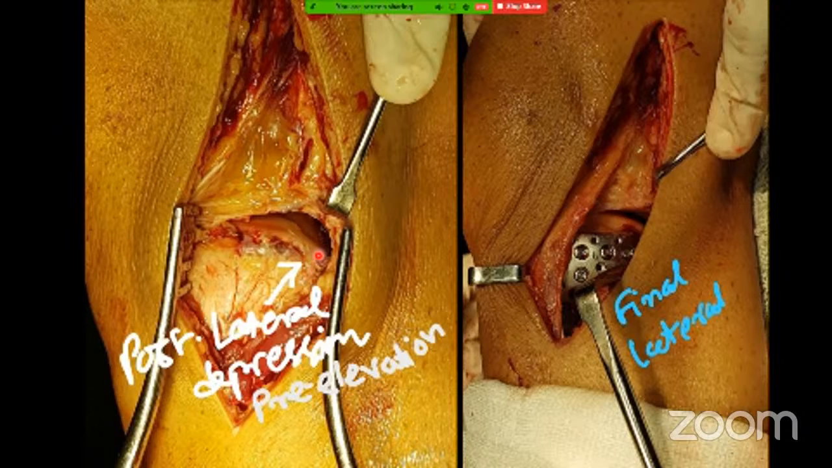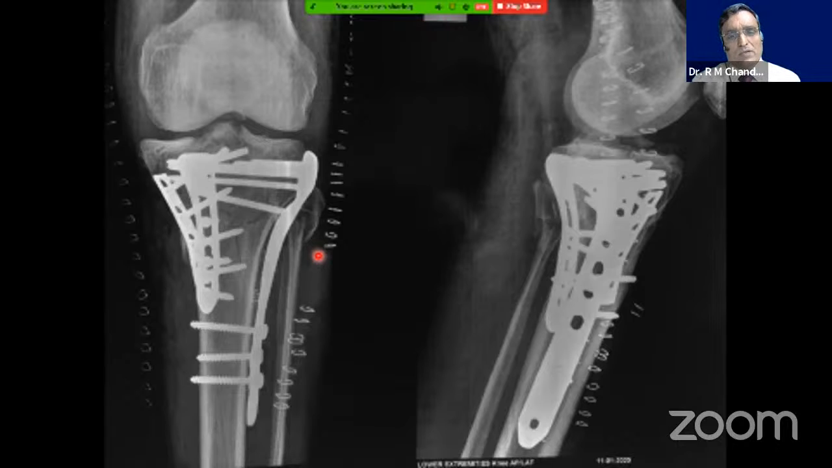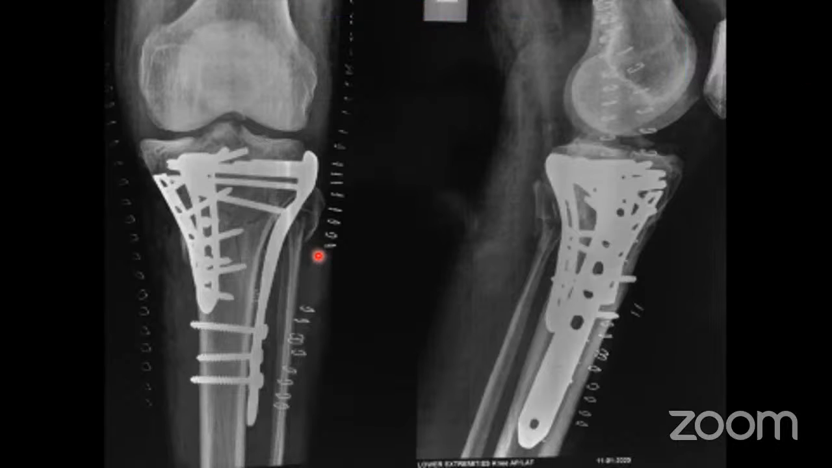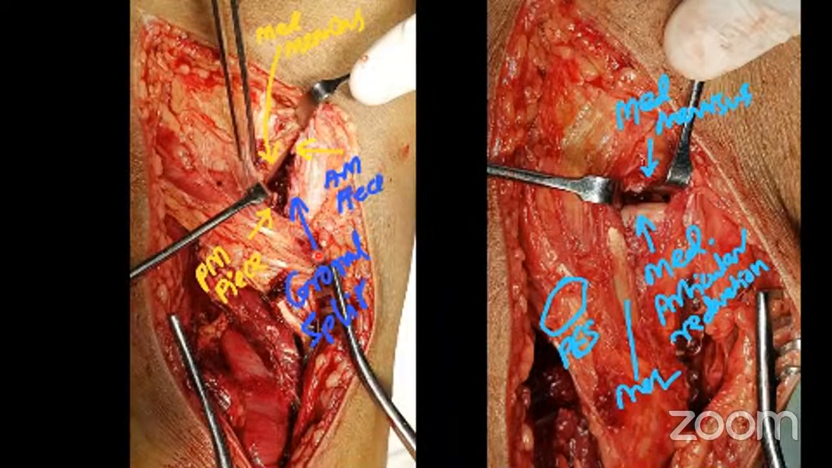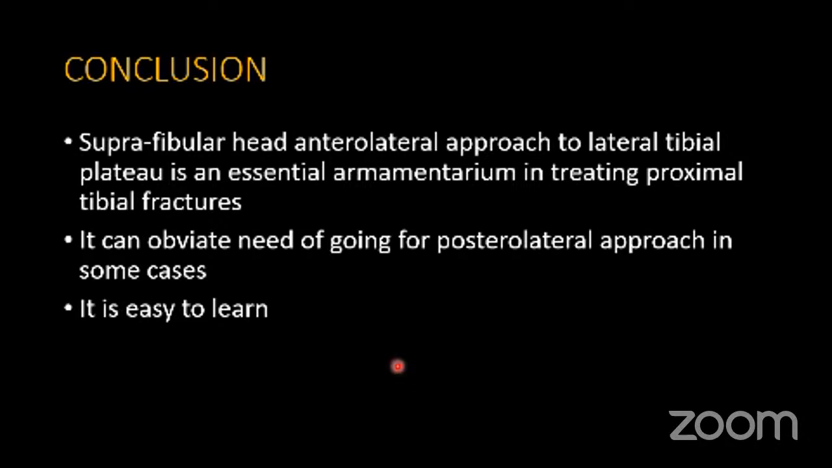It's a very posterolateral compression. Can you go to the next slides? We can see the X-ray. This is restored, and this is the bicondylar fracture where the mid curvature was also reduced under vision with the medial submeniscal arthrotomy. Lateral approach to the lateral tibial plateau is an essential armamentarium in treating proximal tibial fractures. It can obviate the need of going for a posterolateral approach in some cases.